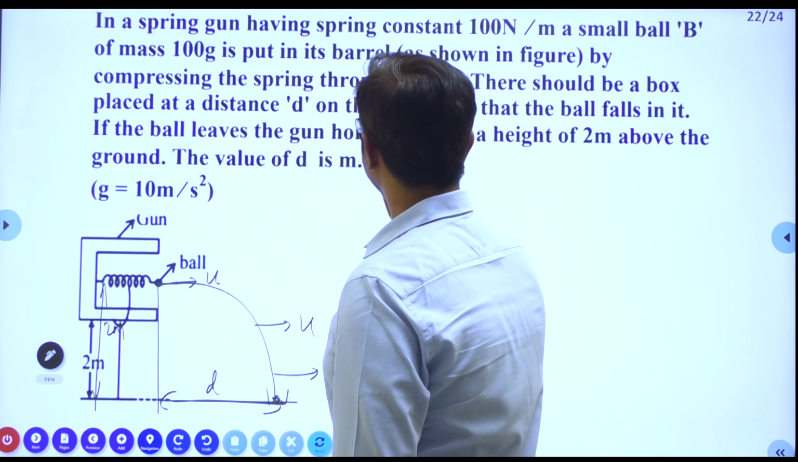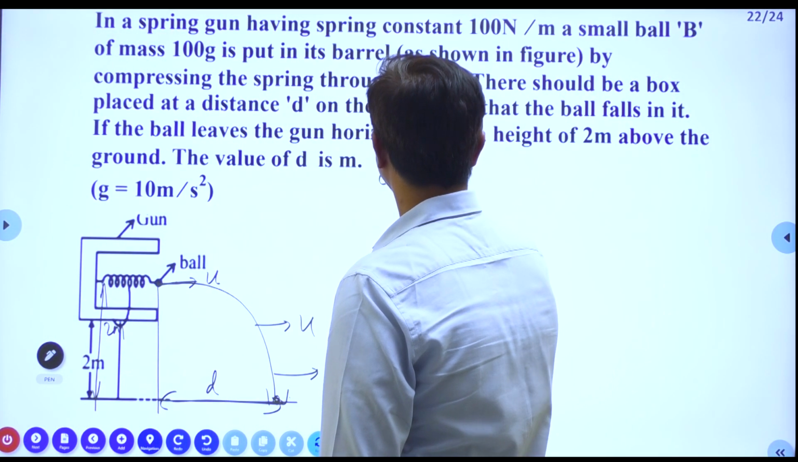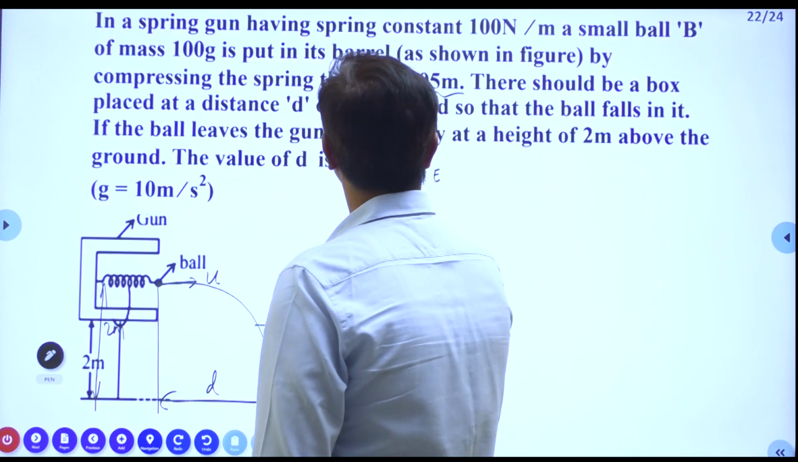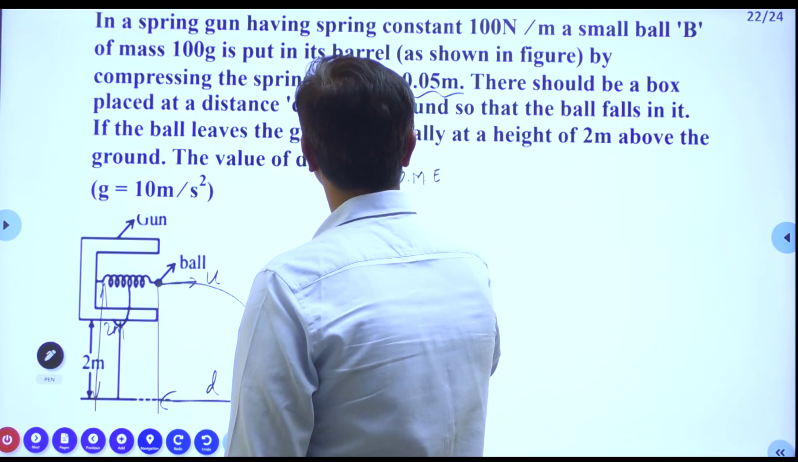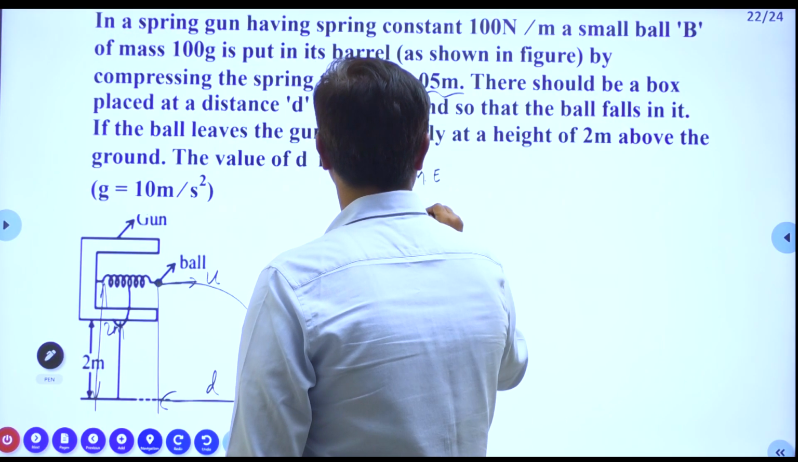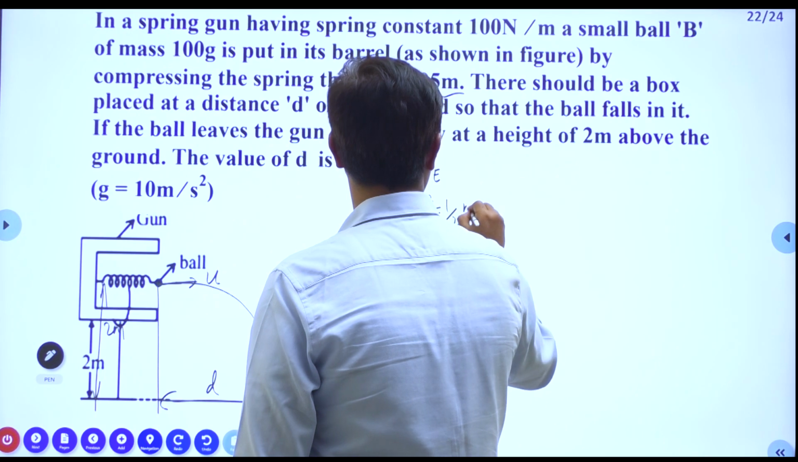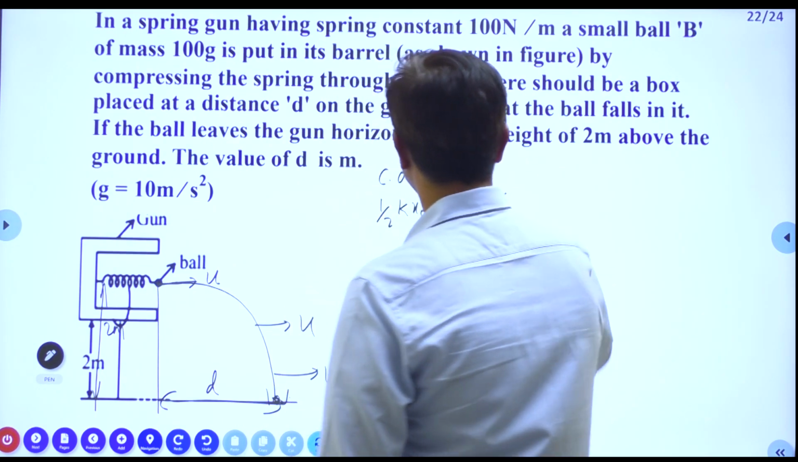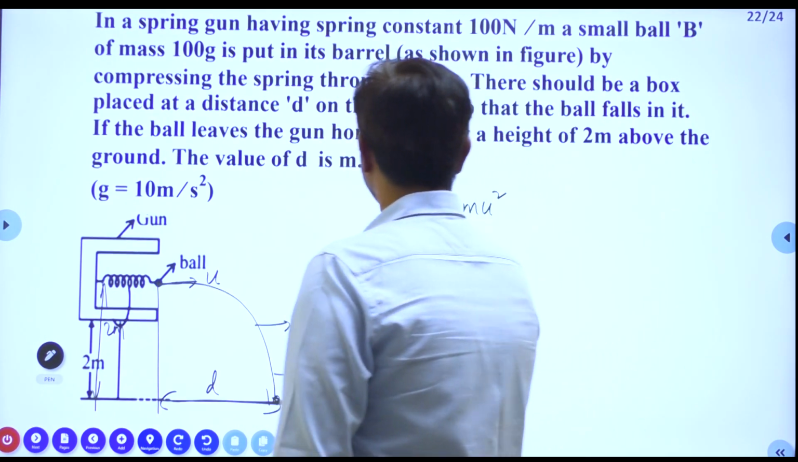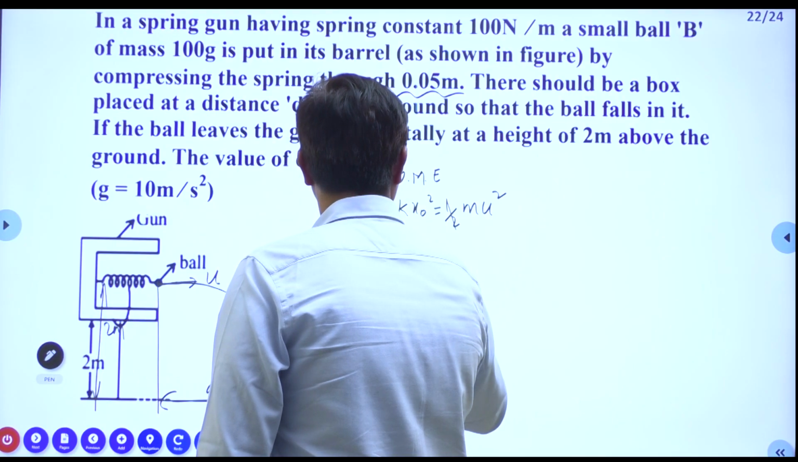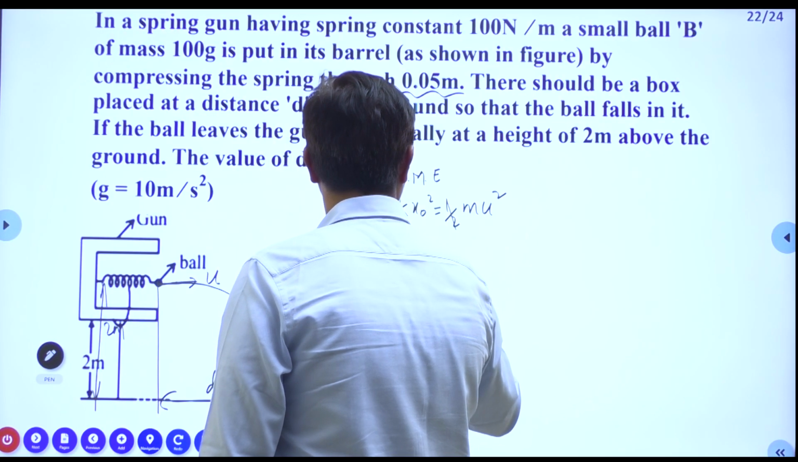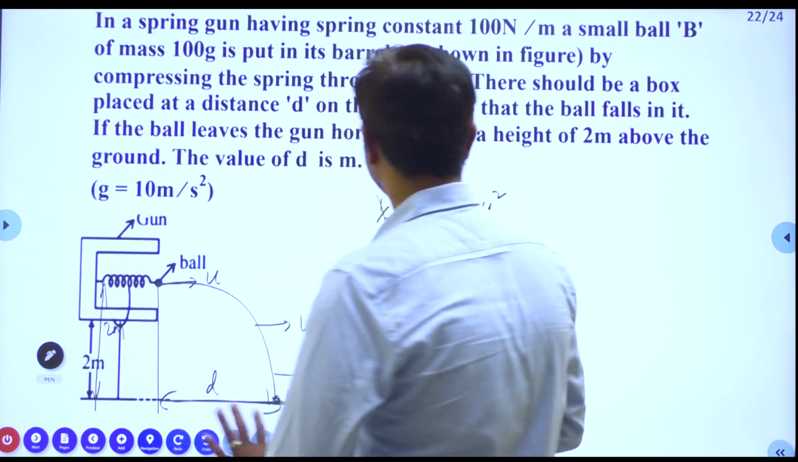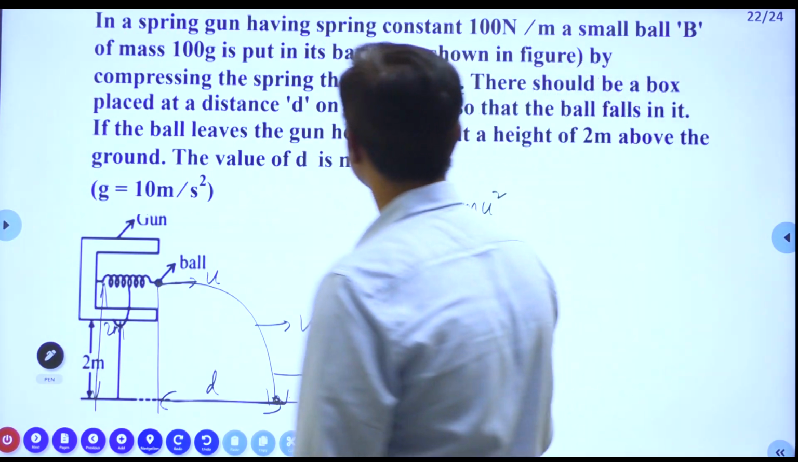To find the u, we'll use conservation of mechanical energy. Conservation of mechanical energy says that the loss in strain energy, half k x naught square, must be equal to half m u square at the time of releasing. So half cancels out, you will get u equal to root over k by m into x naught. So that is the velocity you will have. If you want, you can substitute the values.